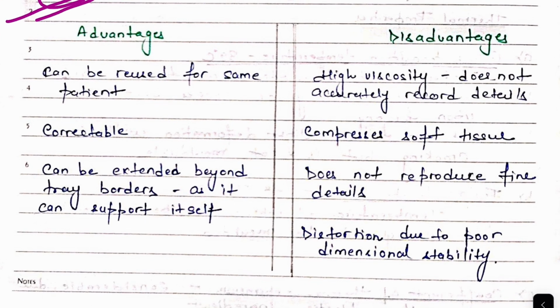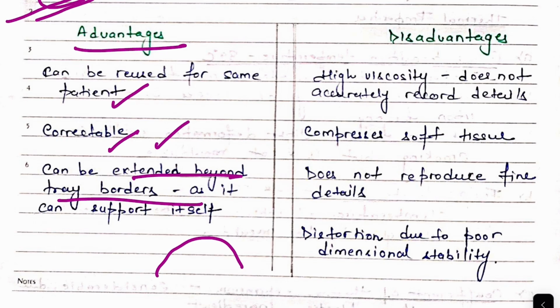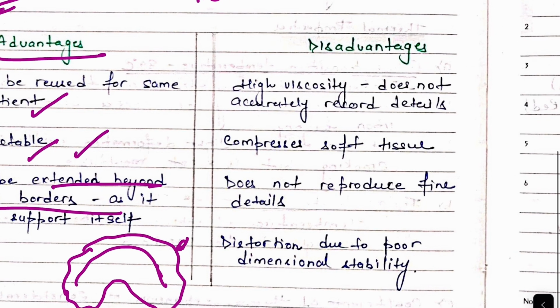Now talking about the advantages and disadvantages. The major advantage is that it can be reused for the same patient. It is correctable, so if I missed a spot, I can put it in again and press it over there. And it can be extended beyond the tray borders, so it can support itself. There are no extra adhesives required, and even if it flows outside the tray material, we don't need anything to support it.